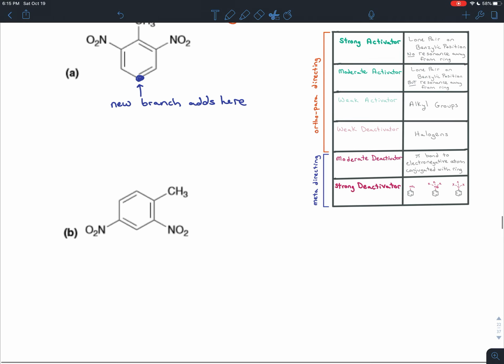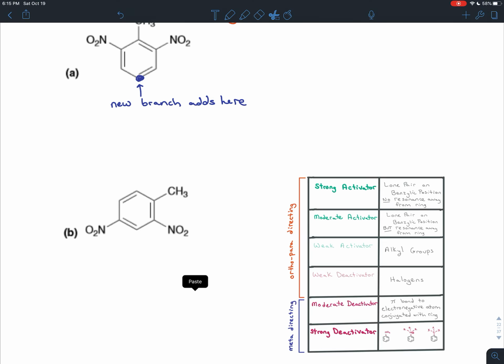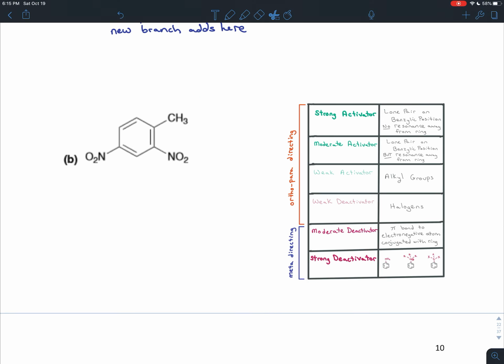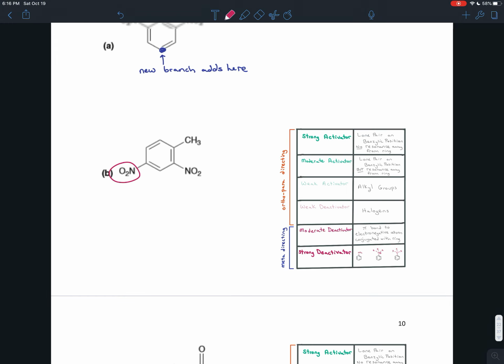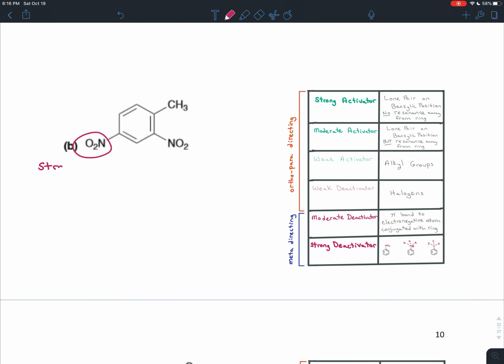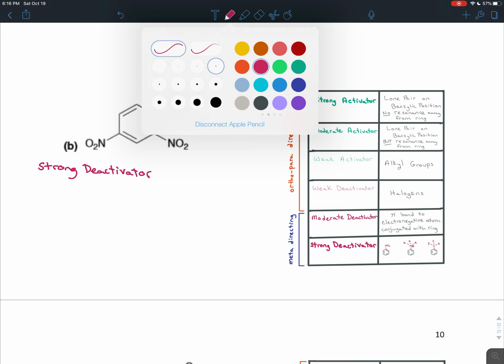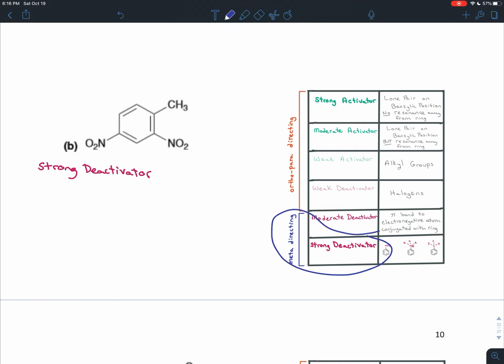Okay, let's follow that same process for B. So here, first step, just to get some practice, is to identify all of these as activators and deactivators and what type, and also as different types of directors, ortho-para-directors and meta-directors. So the first thing we have on the left here is a nitro group, and remember a nitro group is one of the 3 strong deactivators that you want to be familiar with. So that's a strong deactivator. And all strong deactivators are meta-directing. So that's going to be meta-directing.